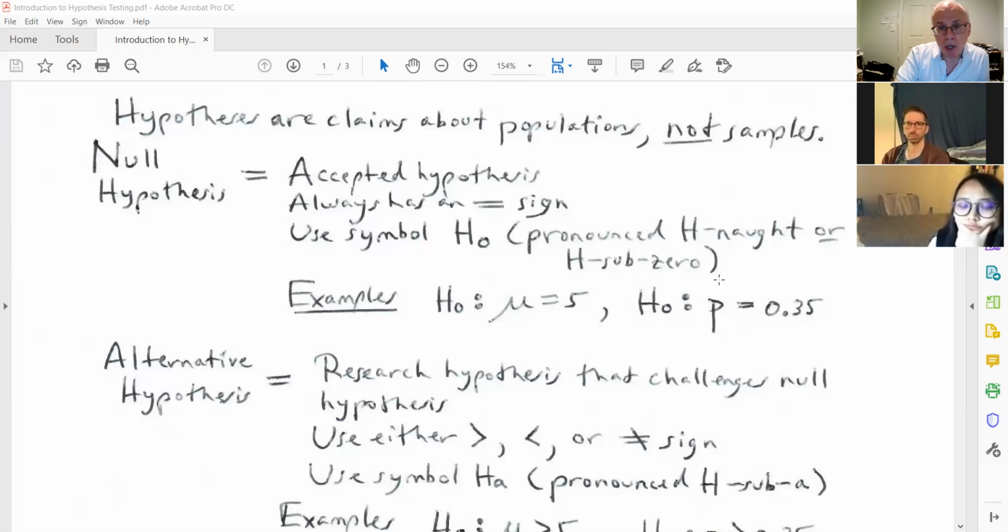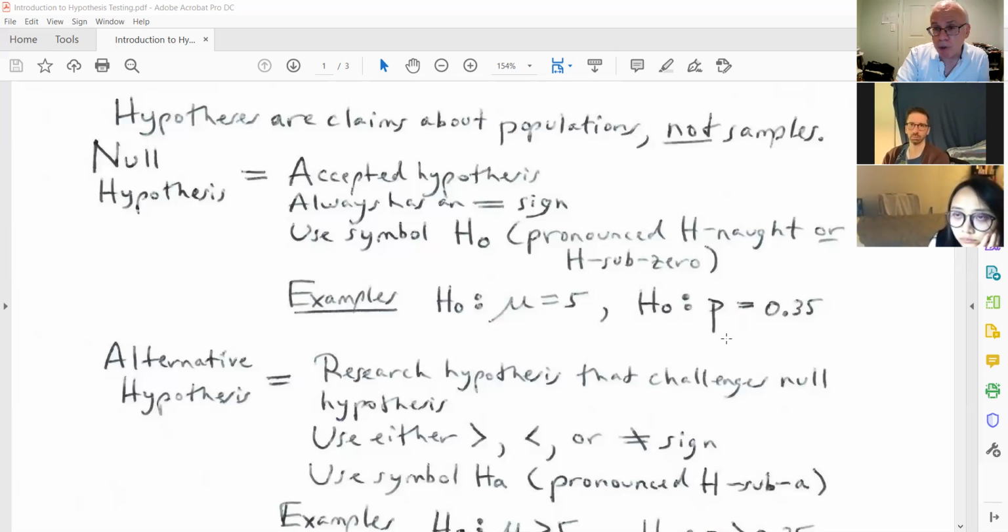And two examples of what a null hypothesis looks like: you could have H naught with a colon, and then you have your population parameter for the mean, which is mu, in this case, is equal to 5. I'm just making up some number. Or if it's a population proportion, just for this course, let's just use P as the population parameter for proportion. And we'll use P with a little hat above it for the sample proportion.